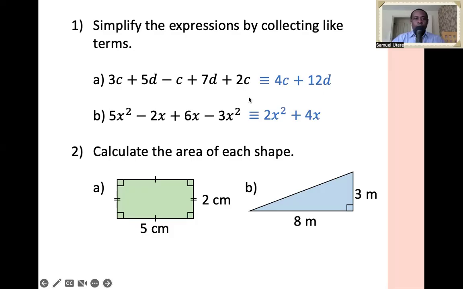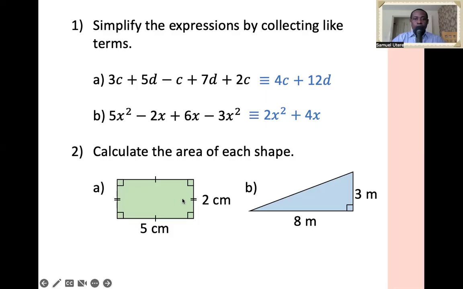For this one, we can see that the like terms are the ones with the index 2, so the x squared. So we'll deal with that one first. So 5x squared subtract 3x squared is 2x squared. And then negative 2x add 6x. You can see they're like terms because they have just the x. There is no index with the x, just like these ones. So these ones are like terms. So negative 2x add 6x is plus 4x, so positive 4x.